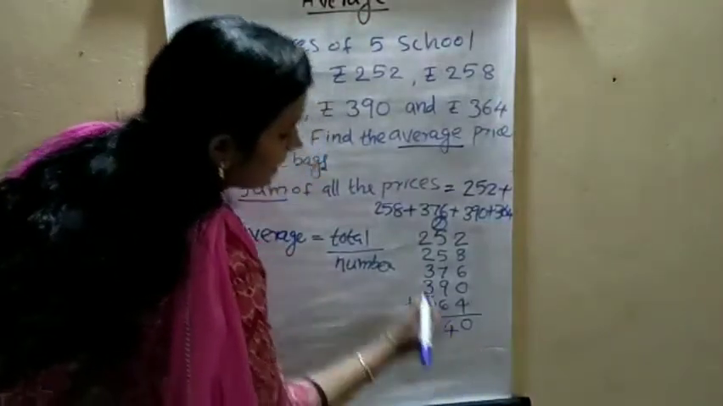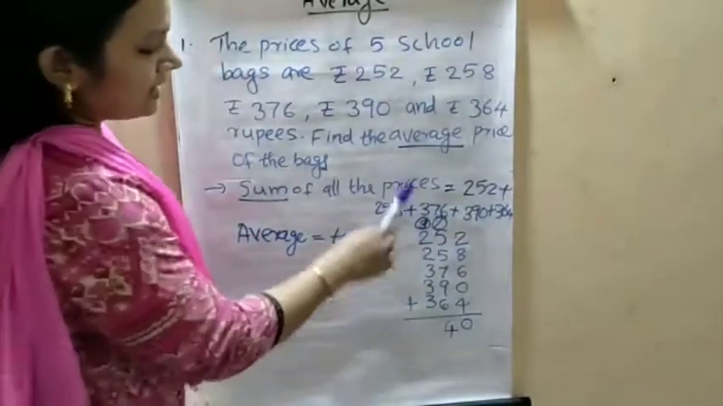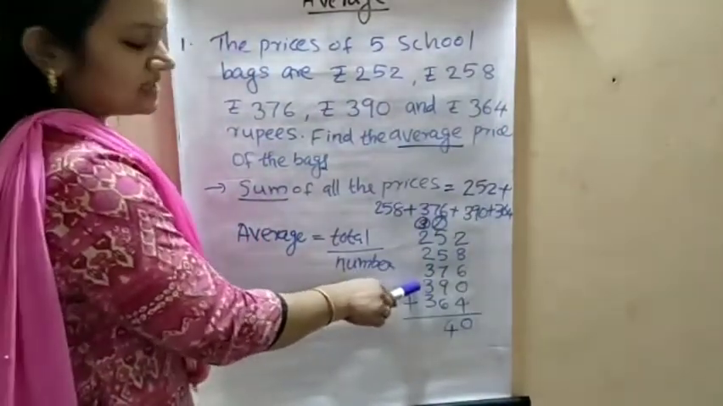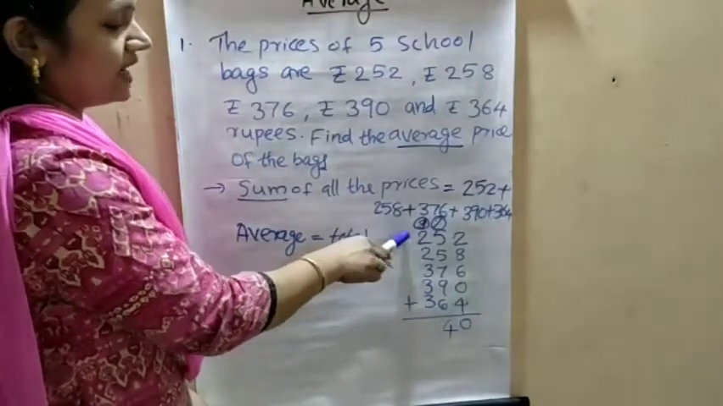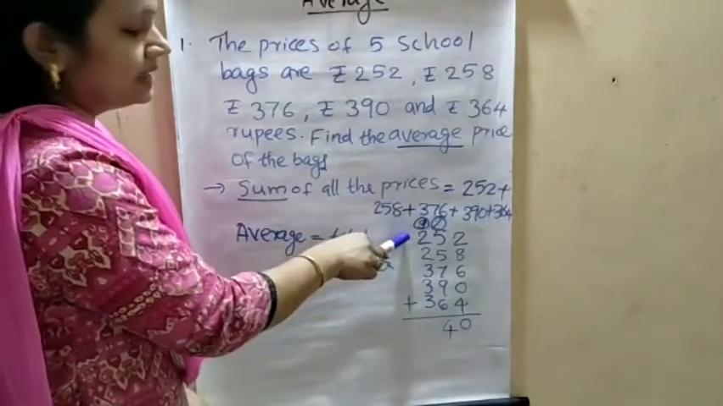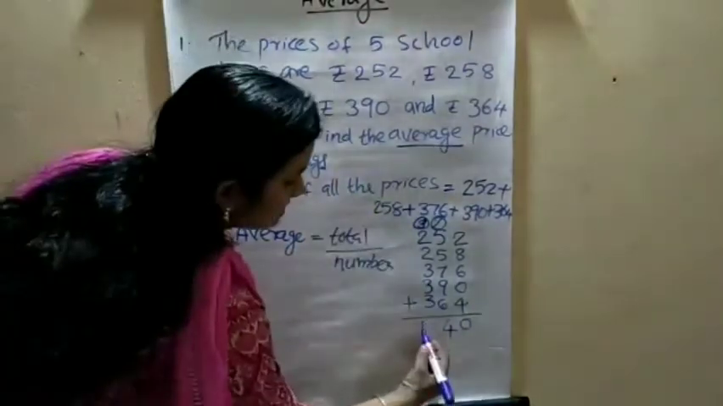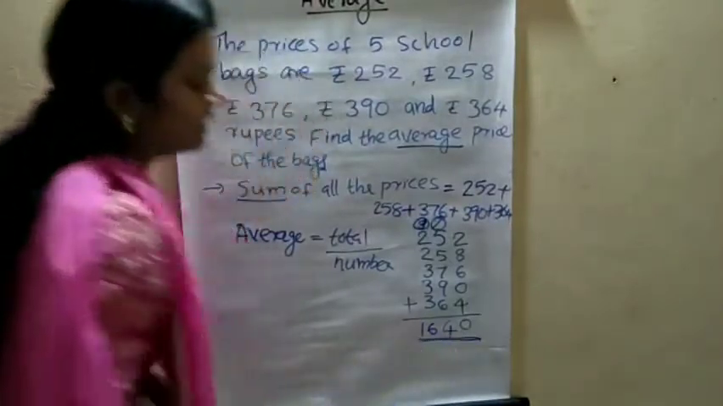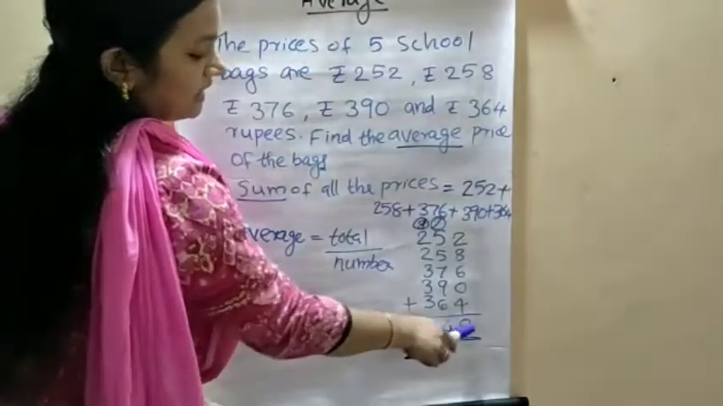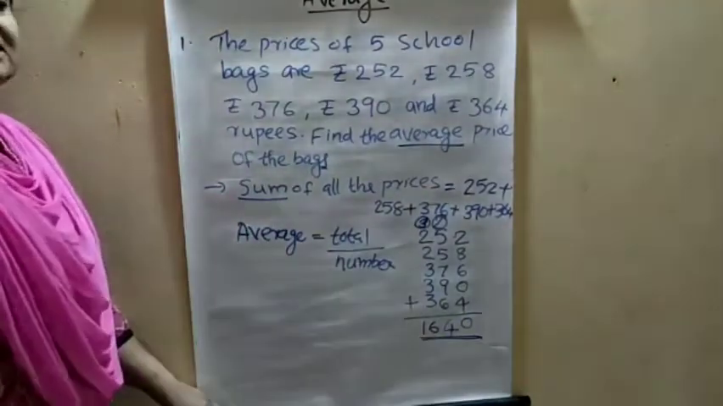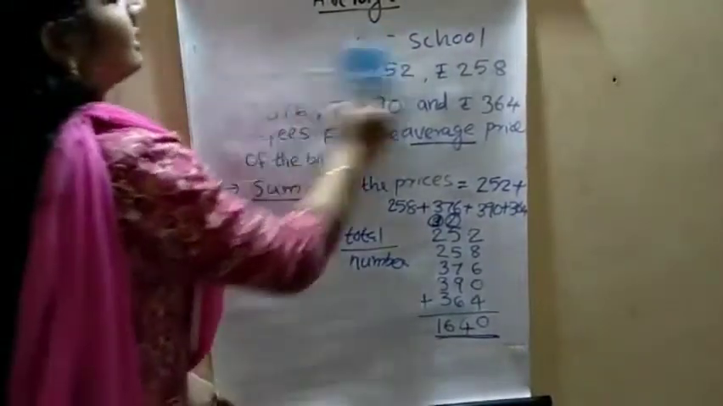Then 4 is written here. 3 is the carryover. Understood? Then add it. 3 plus 3, 6. 6 plus 3, 9. 9 plus 2, 11. 11 plus 2, 13. 13 plus 3, 16. Then we get the sum of all the prices, 1640. I have no space here, so I write it here.